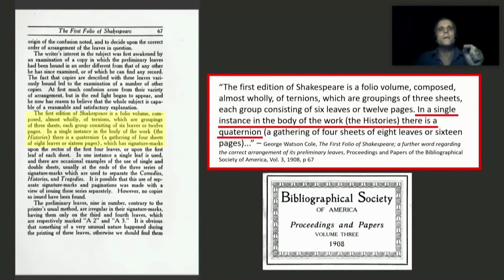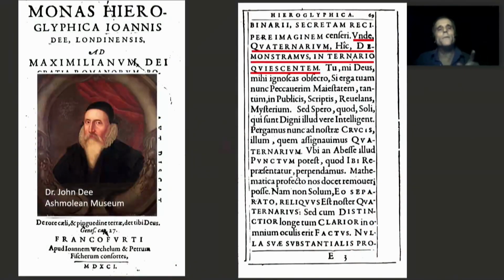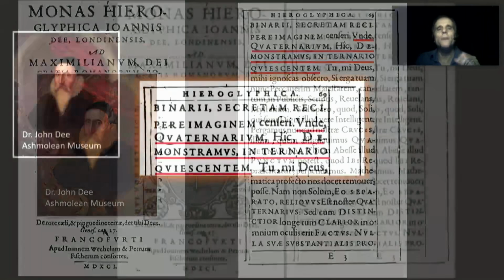In a single instance in the body of the work, the Histories, there is a quaternion, a gathering of 4 sheets of 8 leaves or 16 pages. The quaternion drives the gears in the authorship clues. When I first read this, I was reminded of the work of Dr. John Dee, in particular, the following from his book Monas Hieroglyphica.